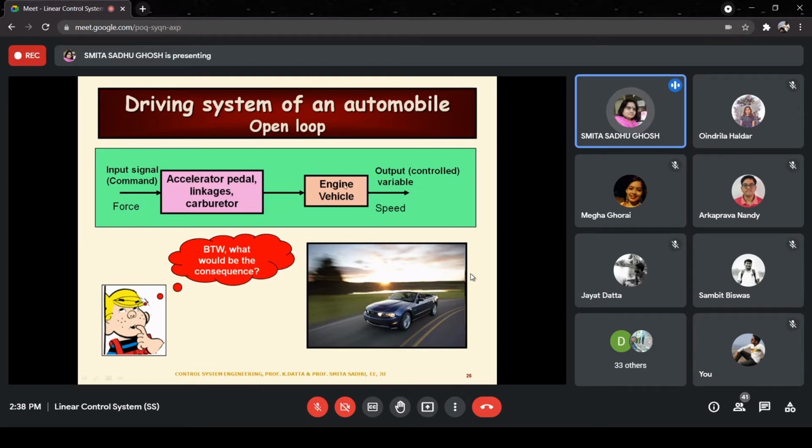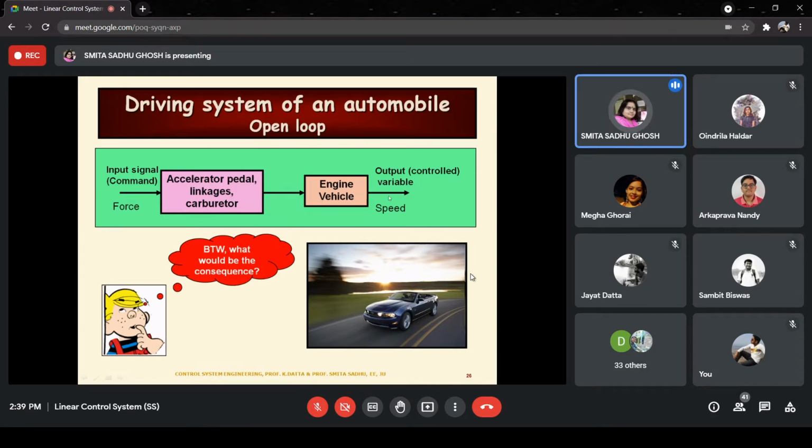But in this particular block representation, we find that there is no connection whatsoever between the speed and the input, that is, the force which is being applied to the accelerator over here. So such a model, or a block diagram, the block diagram that you see over here, represents what we call an open loop system.